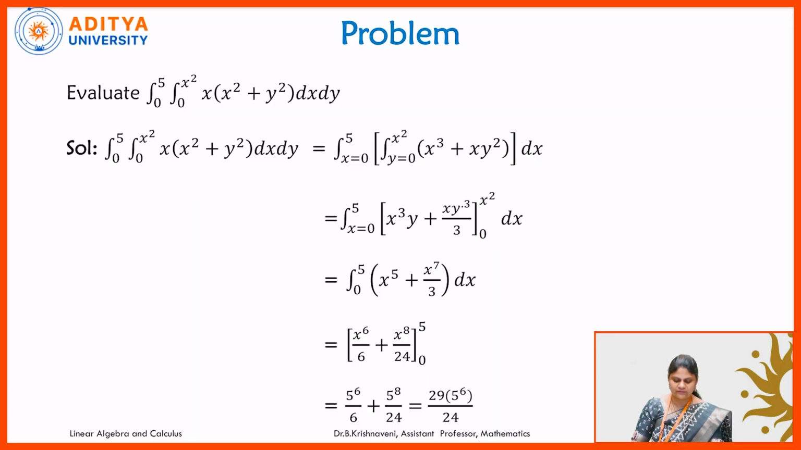Integrating with respect to x, x⁵ gives x⁶/6, plus x⁷ gives x⁸/24, and the limits of x are from 0 to 5. Substitute the upper limit x = 5, that is 5⁶/6 plus 5⁸/24, and if you substitute the lower limit, both terms contain x, so the lower limit gives 0. After simplification, you get the value 29 into 5⁶/24.